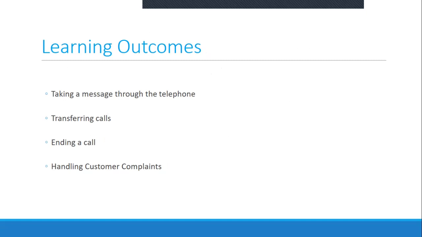These are the expected learning outcomes of today's lesson on telephone etiquette. I will be teaching you how to take a message on the telephone, the steps you should take when you are transferring a call, and how you are supposed to end a telephone call in a very formal manner. I will also talk about handling customer complaints in a little more detail, because it's a very serious issue and a problem that most people who work in organizations have to face. They find it a little difficult to handle customer complaints. Therefore, I will be talking on that point with some extra details.